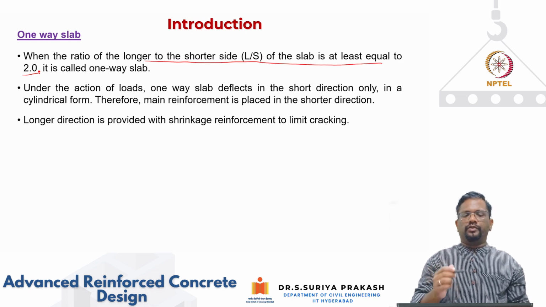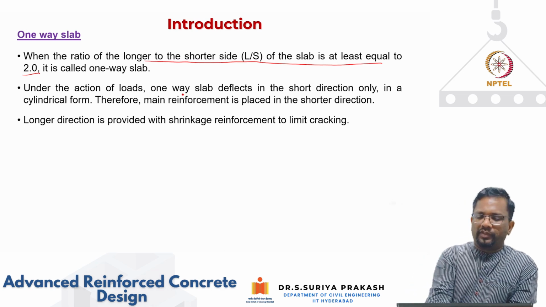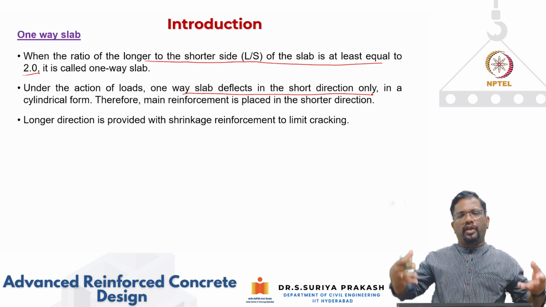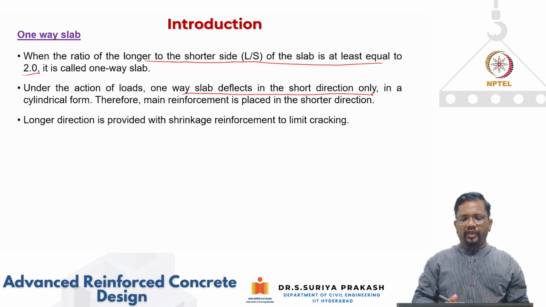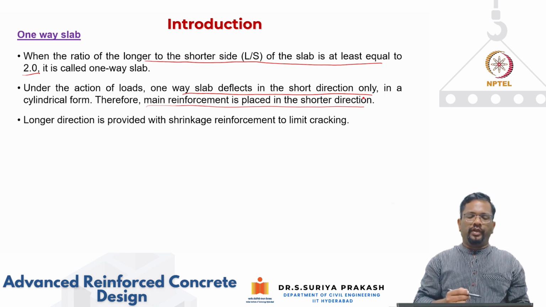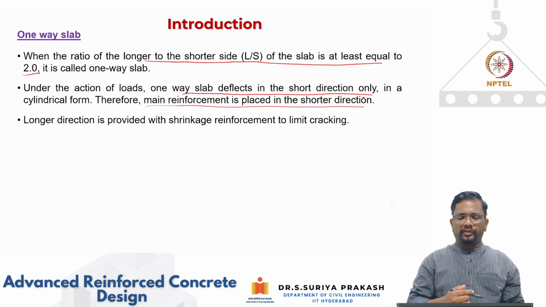Right. So when this ratio is more than 2, then under the action of your loads, the one-way slab is going to deflect in the short direction only. That means it's going to have a predominant curvature in the short direction, in a cylindrical form. Therefore, the main reinforcement is placed in the shorter direction. But if your ratio is less than 2, then you are going to have curvature in both the directions and you need to put reinforcement in both the directions.